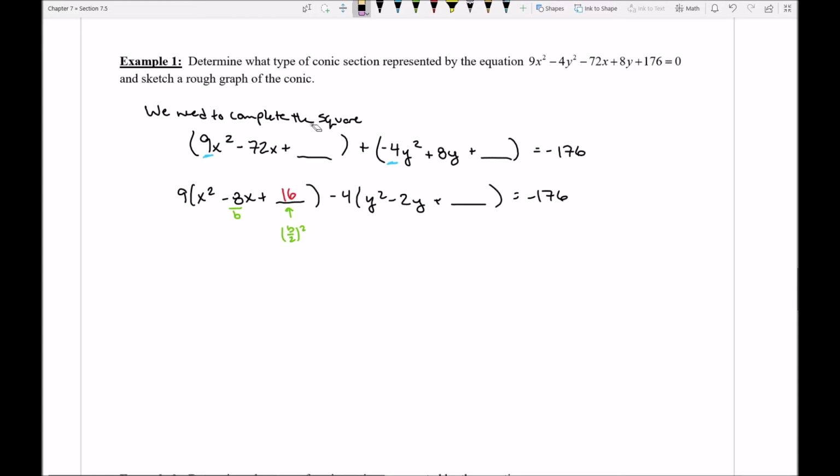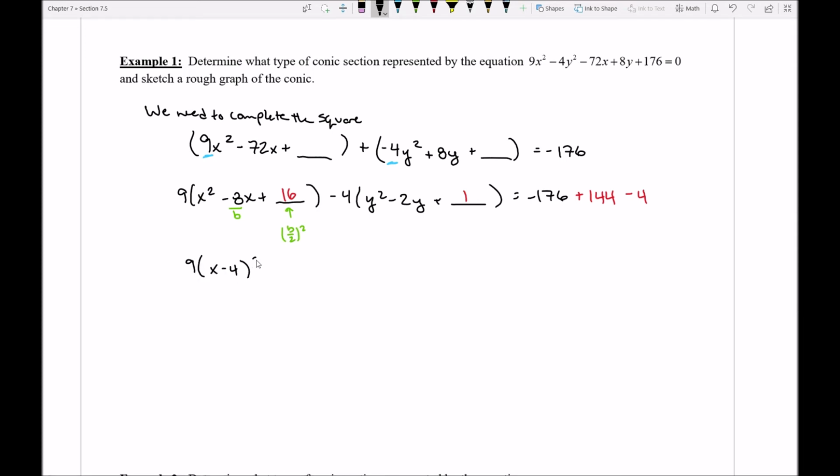Now I'm going to go ahead and actually do this right over here by saying I'm going to add a 144 to balance this. Similarly over here, if I chop my b in half, I get negative 1. Squared, I get a plus 1. But of course, it's not really just a plus 1 that I need to counterbalance with, because when I distribute, I'm really going to see I'm going to get a negative 4 here. So of course, then I'm going to have to put a negative 4 over here to keep everything balanced. So now I can go ahead and simplify this down.